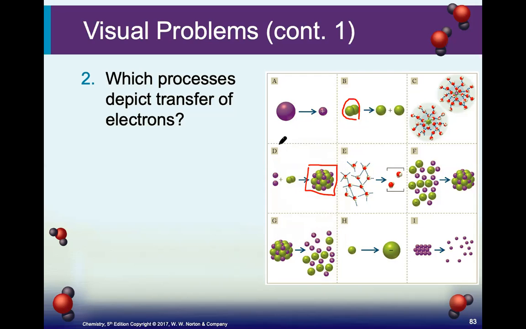So D, A, and H reflect a transfer of electrons. These are positive. They didn't show the positive and the negative, although maybe they should have been more specific. But yes, I would like you to look at these as ionic compounds. So these are ionic compounds.